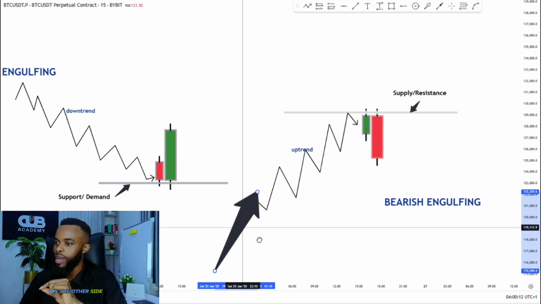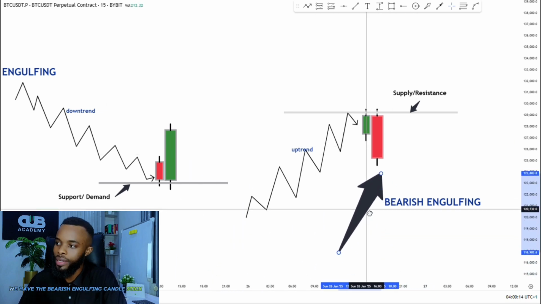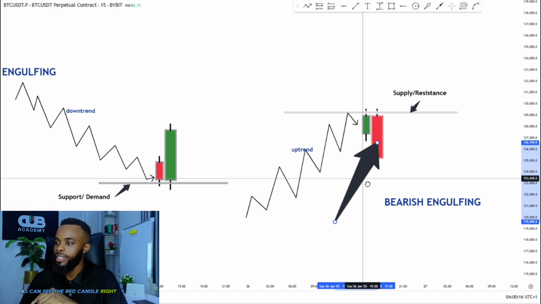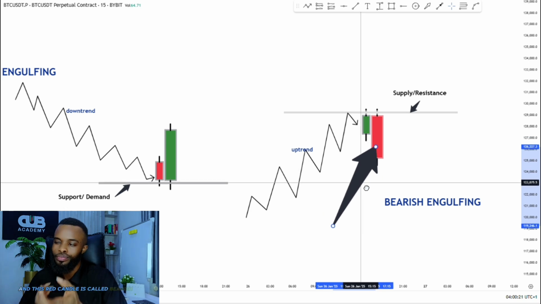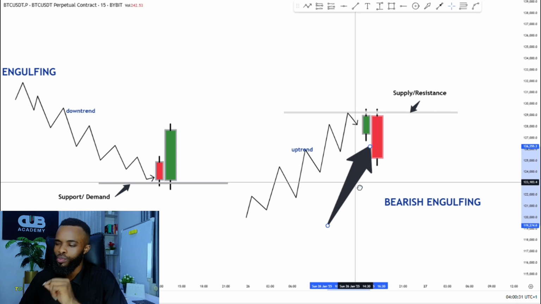On the other side, we have the bearish engulfing candlestick pattern. As you can see, the red candle here completely engulfed the previous green candle, and this red candle is called a bearish candle. It signifies bearish momentum, which means sellers are stepping into the market and they want to take over the market and push the price to the downside.